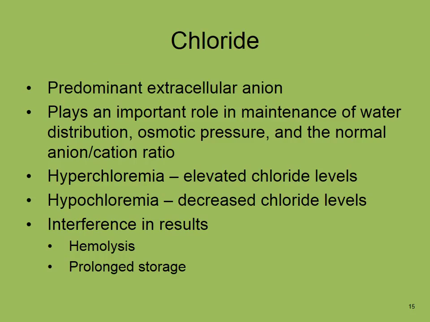Chloride. So here's our extracellular anion that we deal with every day. It plays an important role in maintaining water distribution, as we mentioned before, with sodium, osmotic pressure, and the normal anion-cation ratio. Since this is our primary anion, this is the one we talk about the most, so it's really important with that anion-cation ratio. Hyperchloremia obviously is elevated chloride levels. Hypochloremia is decreased chloride levels.